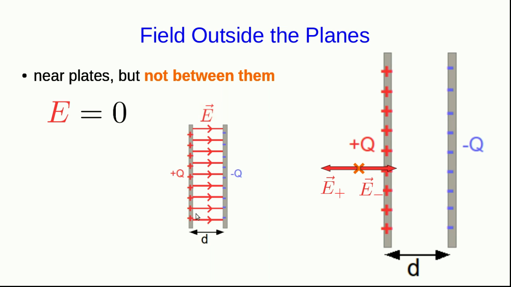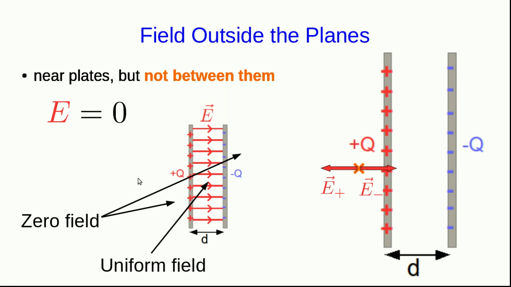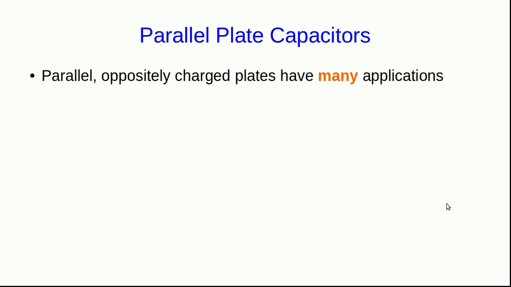And so when we draw a picture like this, we really do mean that there's a uniform field in between the planes, and also, as drawn, there's a 0 field outside the planes. There are many, many applications where we end up having two plates that are parallel and oppositely charged, and if they're fairly close together, we can use the approximations that we just got.